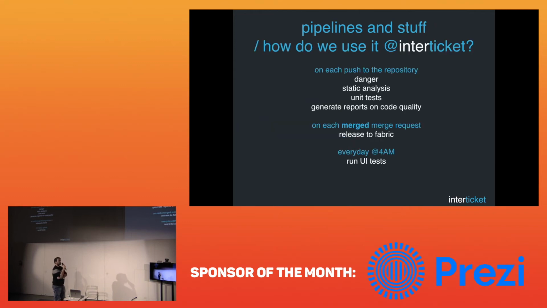So how do we use it at InterTicket? On each push to the repository, we are running danger, and we are running the static analysis and the unit tests for every merge request. We generate reports on code quality, like the test coverage and stuff like that. On each merge request, we release a version to Fabric with change log entries for the QA process. And every day at 4 a.m. we are running the UI tests.